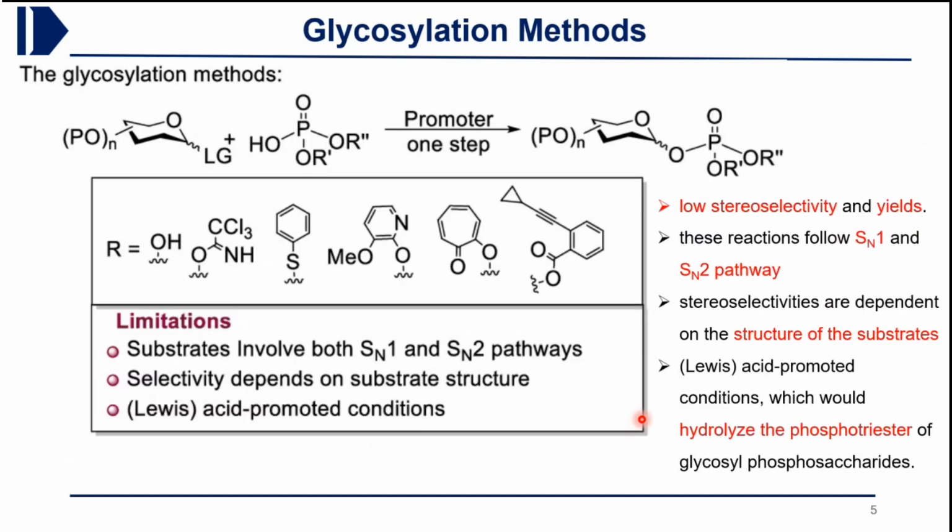There are also some glycosylation methods. For example, they use this glycosyl donor and this phosphate acceptor with a promoter, and in one step they get this glycosyl phosphoryl glycoside. But in this case also, the reaction follows SN1 and SN2 pathways. For example, this leaving group is alpha, so they get an alpha beta mixture. Their selectivity basically depends on the substrate. This reaction also uses acid-promoted conditions. The Lewis acid would hydrolyze the phosphodiester, so the expected final compound will not be observed.